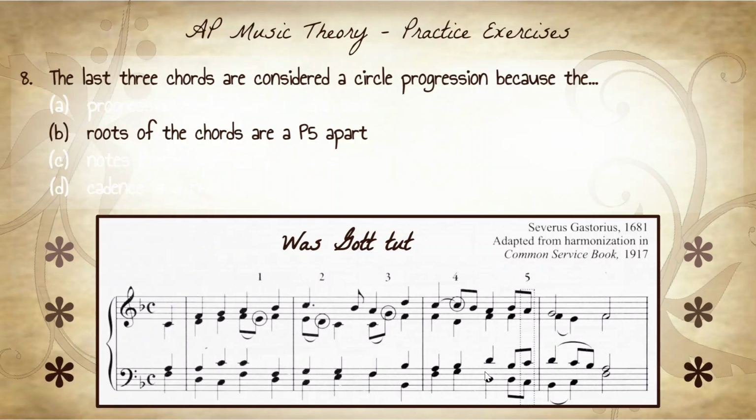Correct answer is B. The last three chords are considered a circle progression because the roots of the chords are a perfect fifth apart. In this case, G to C and C to F.